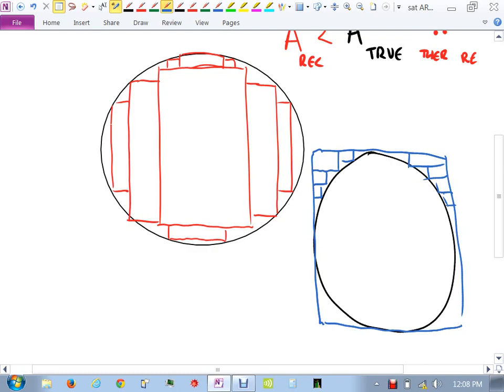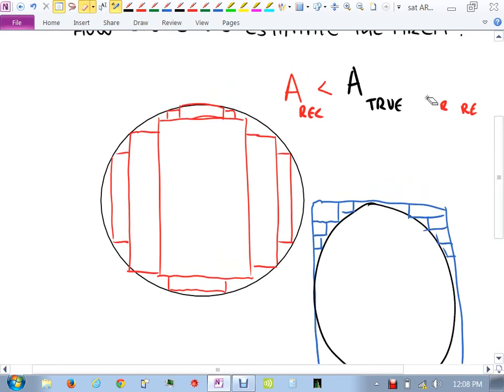Now that area would be what? Greater than the true area, wouldn't it? So what I would have is back up here, I'm going to erase my little therefore. This is less than the area of the rectangles here in blue, right? What I know then is that the true area is squeezed somewhere between there. And the better I get at measuring, the closer I get to the true area, right?